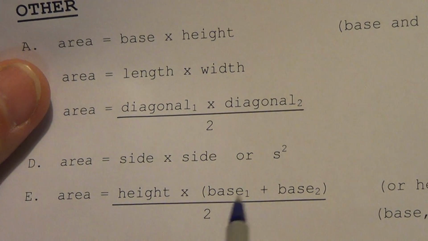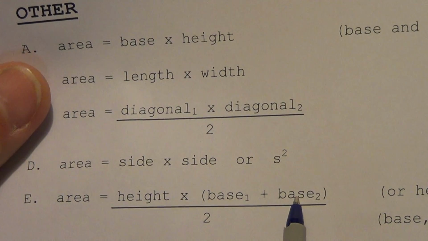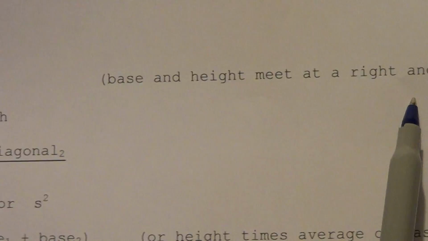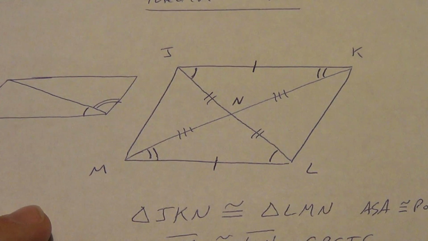Base 1, base 2, this one's a little weird, but this basically means you have 2 different bases you're dealing with. Well, we don't. All right, let's go back to the very first one, base times height. Base and height must meet at a right angle. Okay, that's very important. So if we look at a parallelogram, all right, base and height must meet at a right angle. This is my base, and this dotted line that is perpendicular to both things.